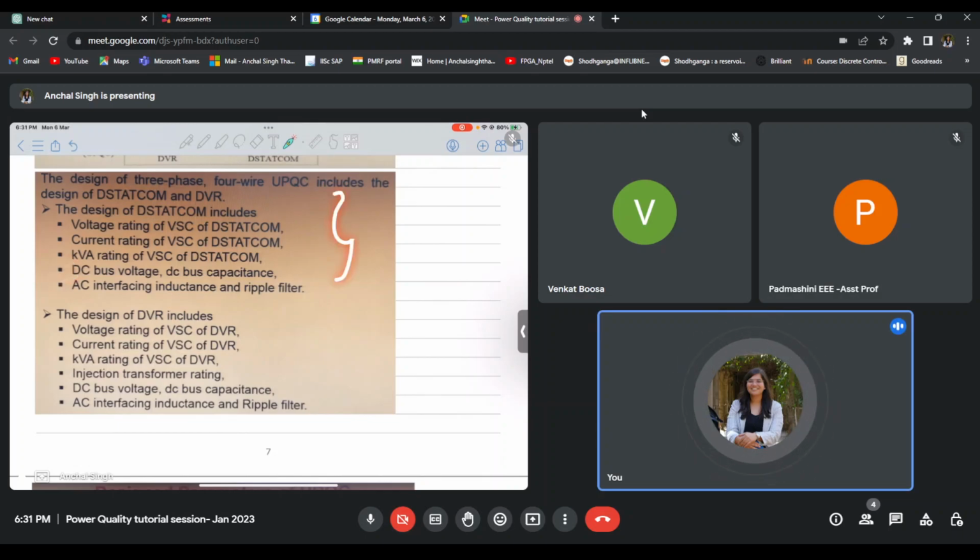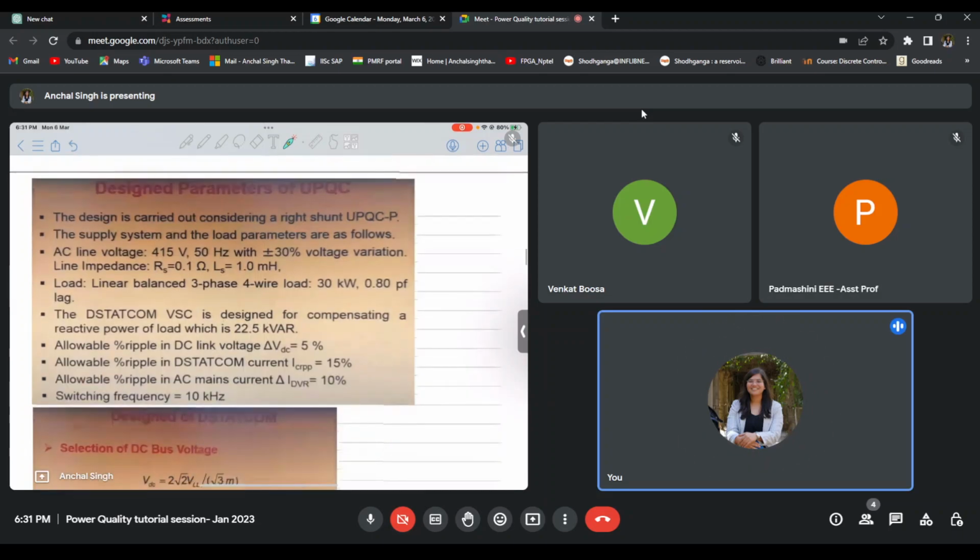Similarly, for the DVR, we have done the same thing. We found out the voltage rating, current rating, kVA rating, and injection transformer rating because it is providing isolation there. Then DC bus voltage and DC capacitors along with AC interfacing inductance and ripple filter. So when you design both DVR and DStatCom individually, it's almost similar to designing a UPQC. Now let us take an example of designing of UPQC.